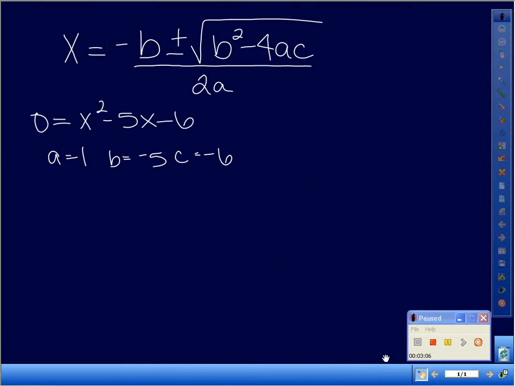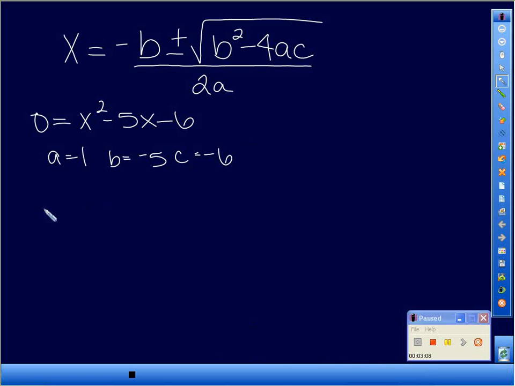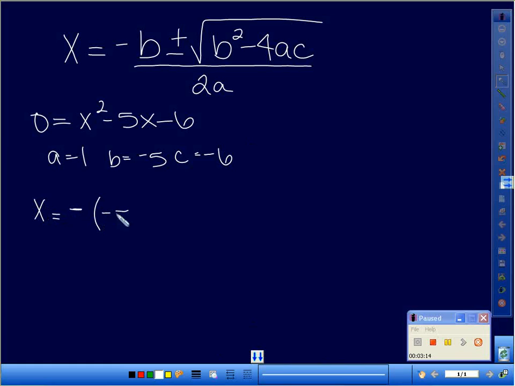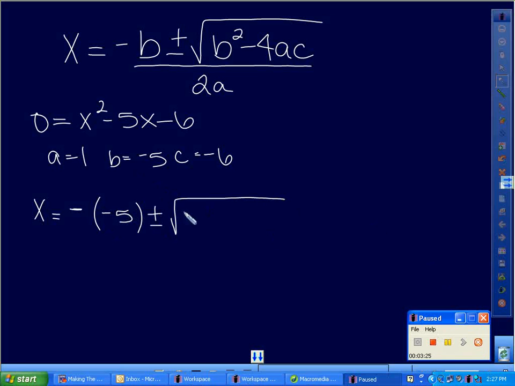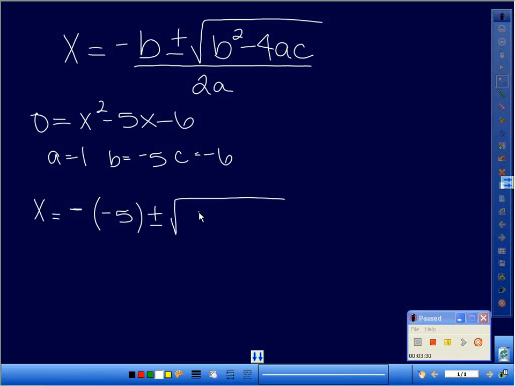Okay. So I have x equals the opposite, negative 5. Be very careful when your b is negative that you take the opposite of that. It's going to make it positive. Plus or minus the square root of b squared, that's negative 5 squared, minus 4 times a, which is 1, times c, which is negative 6, all divided by 2 times 1.